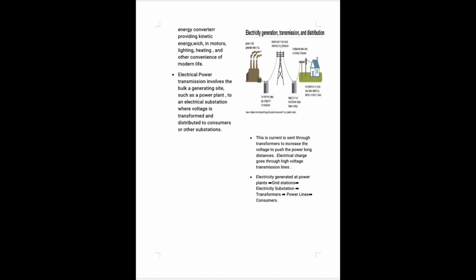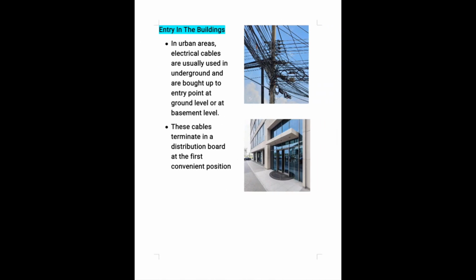This current is sent through transformers to increase the voltage to push the power long distances. Electrical charge goes through high voltage transmission lines. Electricity is generated at power plants, then passes through grid stations, electricity substations, transformers, power lines, and entry into the buildings.